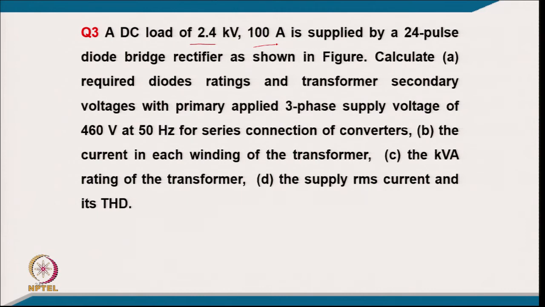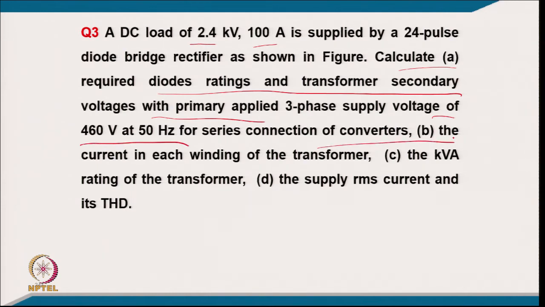So, now coming to example 3: a DC load of 2.4 kilovolt, 100 ampere is supplied by a 24 pulse diode bridge rectifier as shown in the figure. Calculate the required diode rating and transformer secondary voltage rating applied to a 3 phase supply of 460 volt, 50 hertz, for series connection of the converters. B, the current in each winding of the transformer; C, the kVA rating of the transformer; and D, the supply current and its total harmonic distortion.